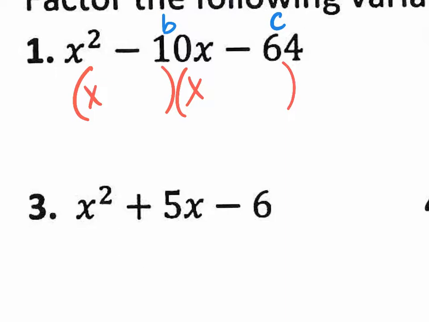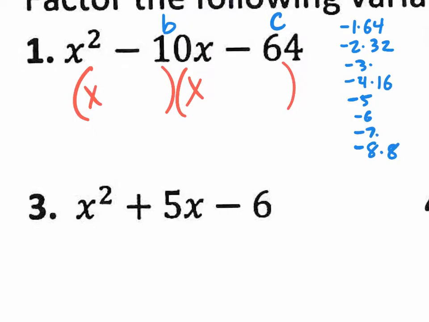How could you get negative 64? You could go negative 1 times 64, or negative 2 times 32. Negative 3 is not going to work. Negative 4 times 16, I believe, gives us negative 64. Negative 5 won't work. Negative 6 does not work. Negative 7 doesn't work. Negative 8 times 8. So those are all the possible ways of multiplying two numbers to give us that c value of negative 64. So it's always what times what is c that if I combine together is b.